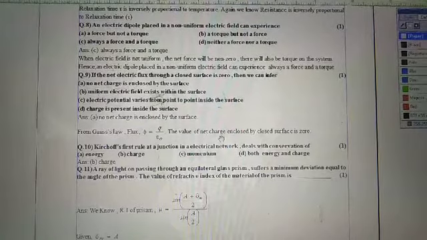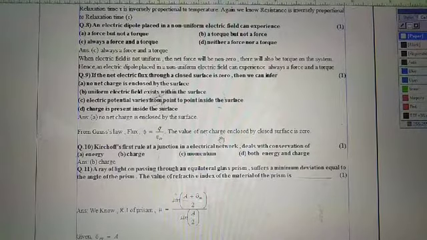An electric dipole placed in a non-uniform electric field can experience option A, a force but not a torque, option B, a torque but not a force, option C, always a force and a torque, option D, neither a force nor a torque. So the right option is C.